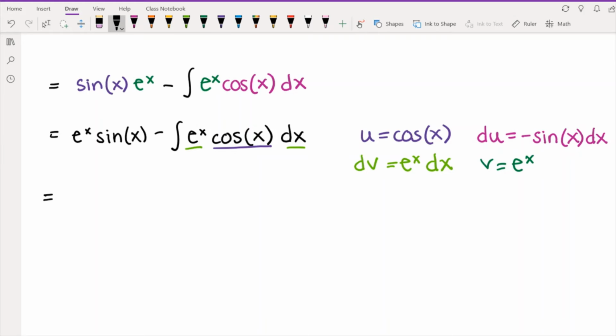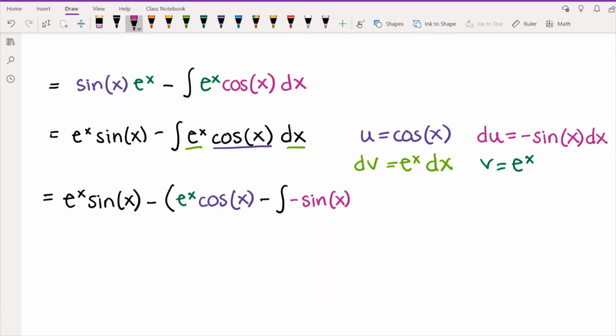So if we put all this in, we have e to the x times sine of x minus, and make sure you're using parentheses here. So now we have u times v, so that is e to the x times cosine of x minus the integral of, so now we want du times v, so that's going to be negative sine of x. Actually, let me write it in the other order. Let's say e to the x times negative sine of x dx.